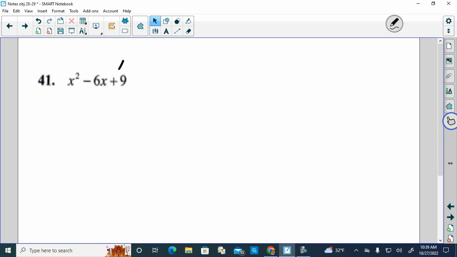Okay, signs are the same, so they're both going to be what? Negative. Negative, so it's whatever that second term is. So minus, minus. Good so far? Okay, now we're splitting up our variables so that they're even.